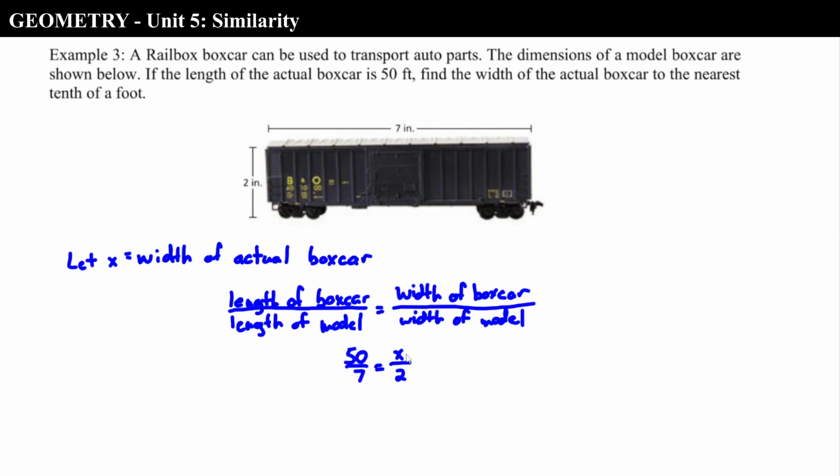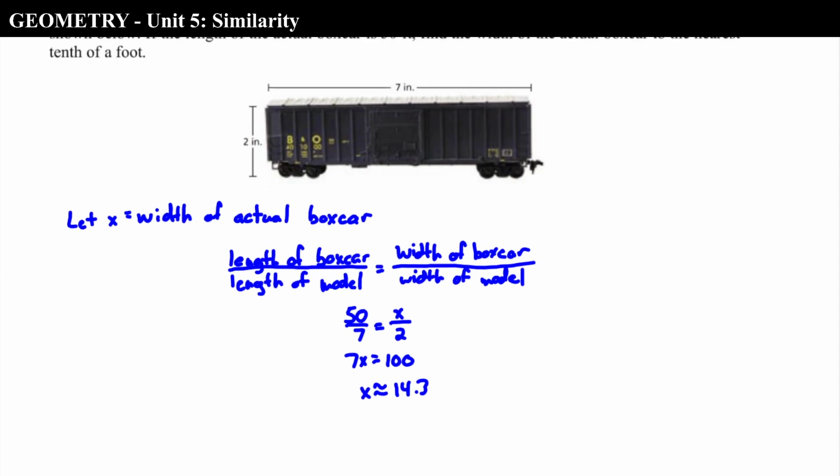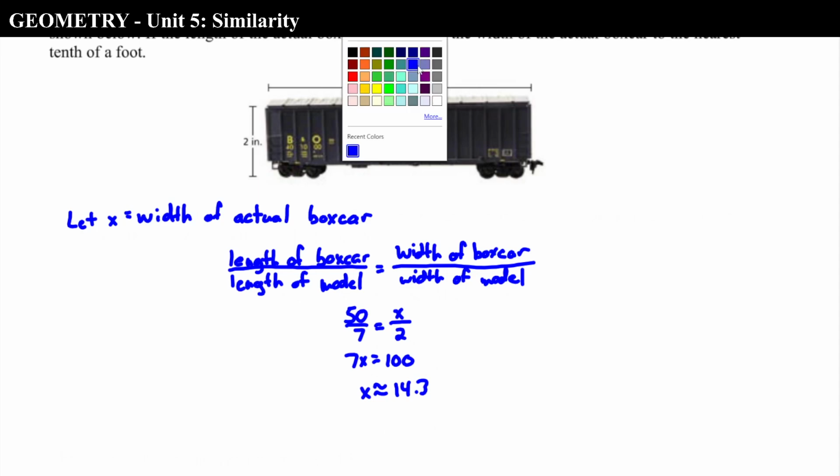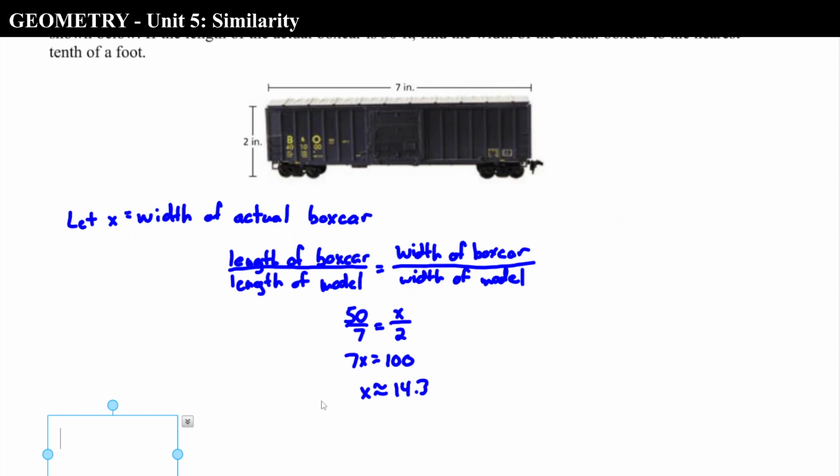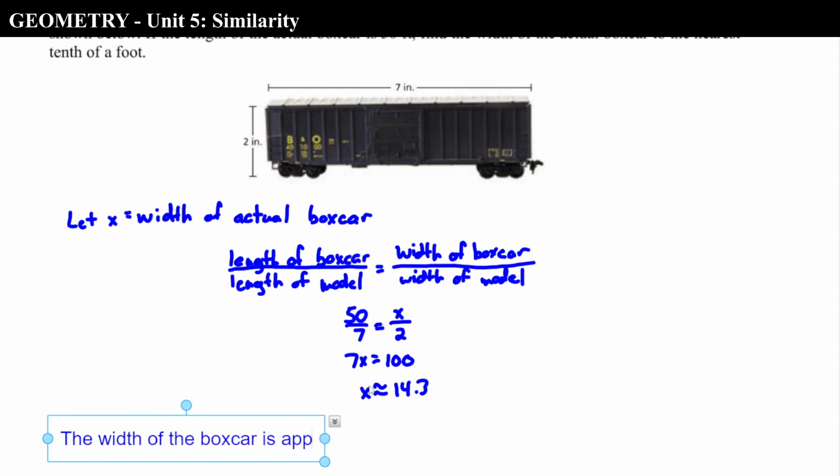So from here, you're going to cross multiply. 7 times x is 7x. 2 times 50 is 100. And then divide each side by 7, and you're going to get that the width of the boxcar is approximately 14.3. Now again, we have to use units here, okay? So we are going to sum this up with a quick little sentence, because this is a word problem. The width of the boxcar is approximately 14.3 feet.